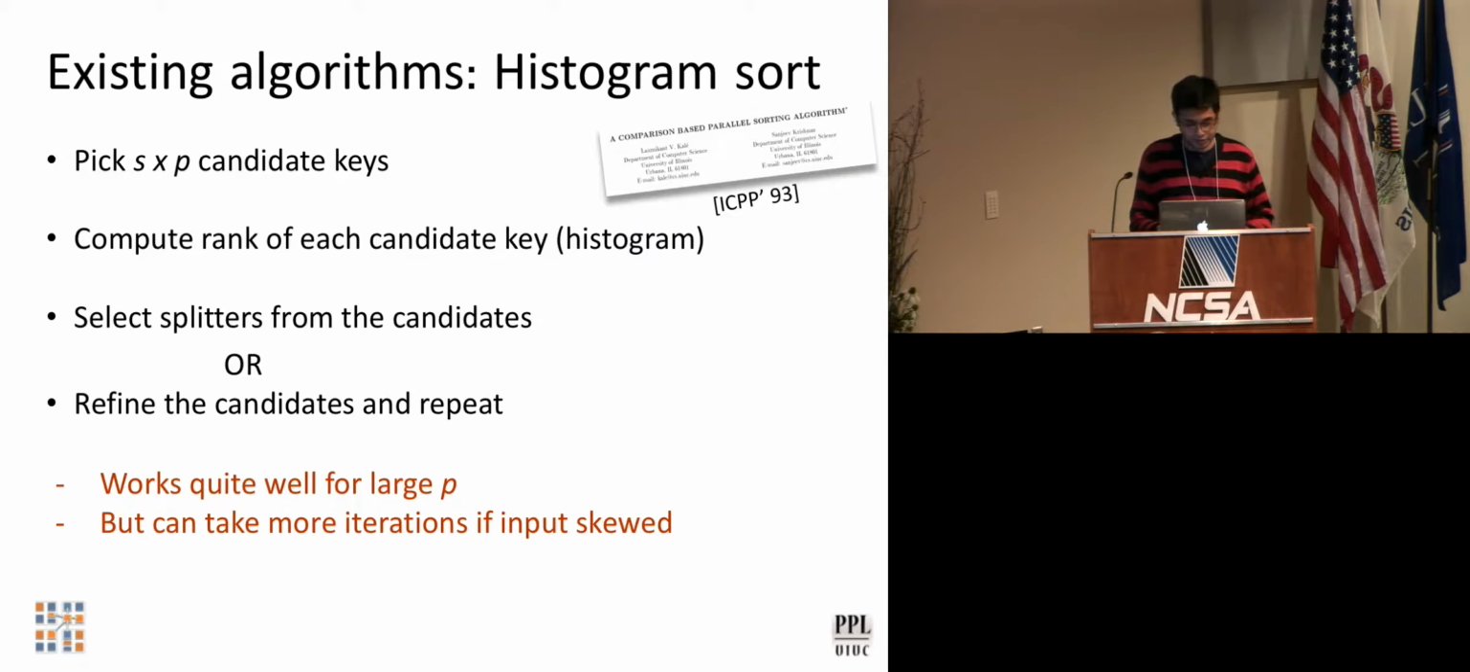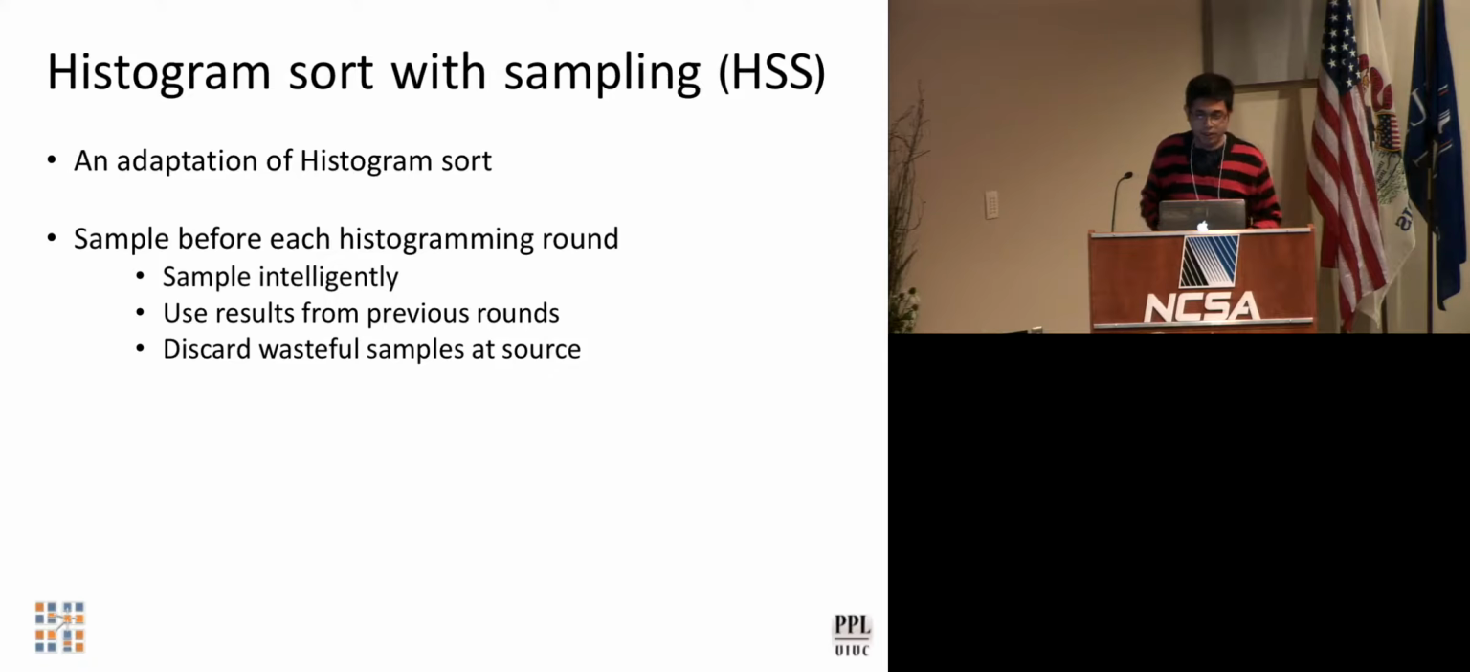So there are no guarantees on the number of iterations, but usually it's not large. It works quite well. So histogram sort with sampling is our take on the problem. It's an adaptation of histogram sort, and the basic difference is that before each histogramming round we sample to find the candidate keys, and the idea is that we sample intelligently, using results from the previous rounds, and we don't sample keys that we know are wasteful, that's not relevant to the problem.